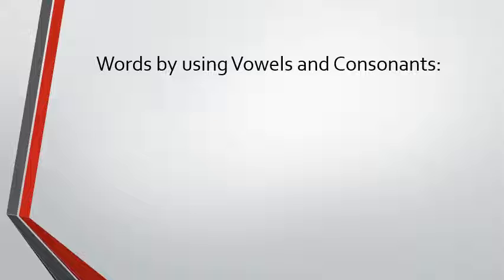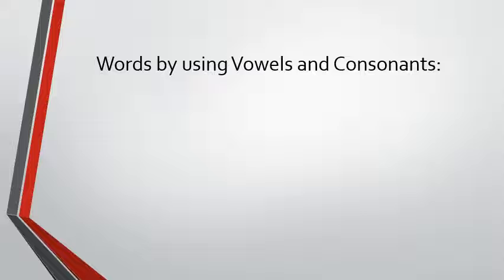Now, words by using vowels and consonants. You can make many words which have both kinds of letters, which means words which have vowels and also consonants. So, make the words by using vowels and consonants. This is your activity. You have to pick any letter from the vowel list and again you have to pick any 2 or 3 letters from the consonants and you have to make words.